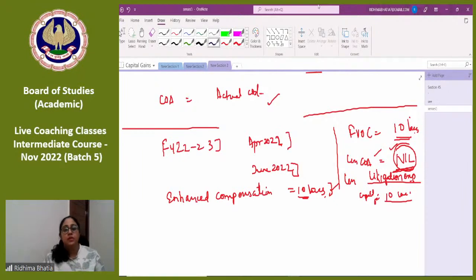Anyone with any doubt up till now? Because there is one more small element, then we move forward. Clear? Anyone has any doubt up till now? Yes, the valuation is generally offered by the government.